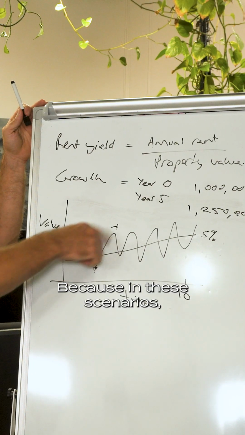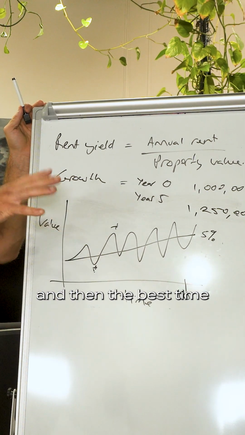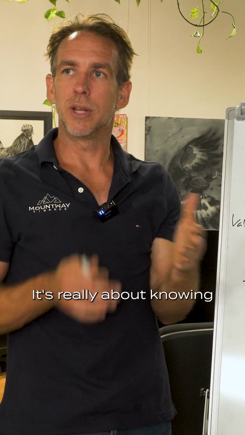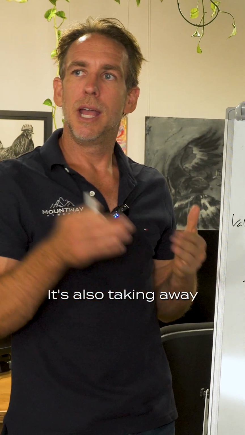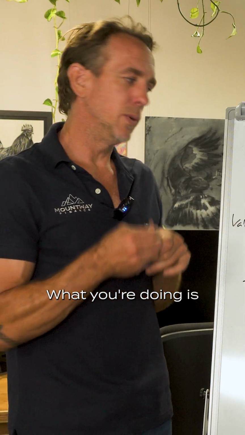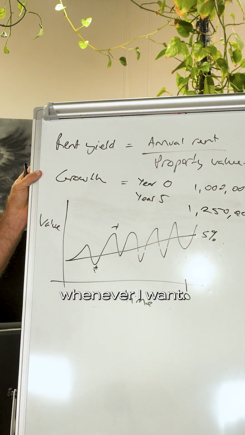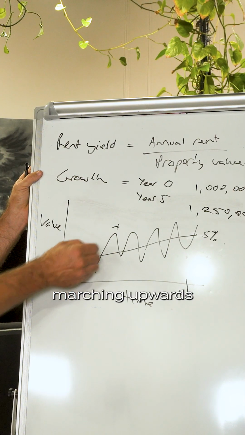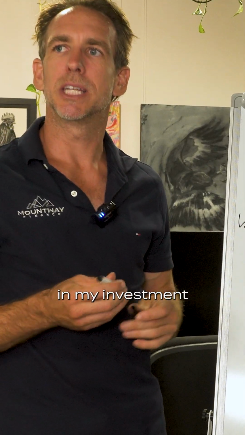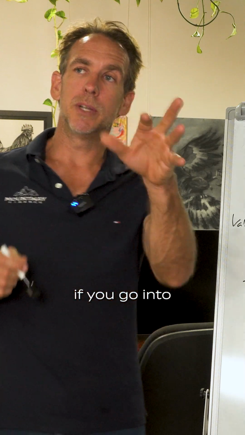Because in these scenarios, you really need to be following the market to understand when the best time to sell is and when the best time to not sell is. So it's less certain in the future. It's really about knowing the present conditions. It's also taking away your optionality by investing in a regional area. What you're doing is you're saying, I cannot have the ability to sell whenever I want, knowing that it's sort of just marching upwards year on year on year on year. And I generally have that freedom to sort of cash in my investment if I have to at any point in time.